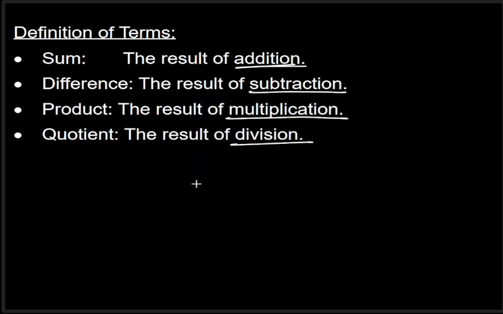Okay. Now the next thing we'll be looking at is definition of some terms that will be seen in these whole numbers. Number one is sum. Sum is the result of addition. Difference is the result of subtraction. Product is the result of multiplication, and quotient is the result of division. Take it again. Sum is the result of addition. Difference is the result of subtraction, product is the result of multiplication, and quotient is the result of division.